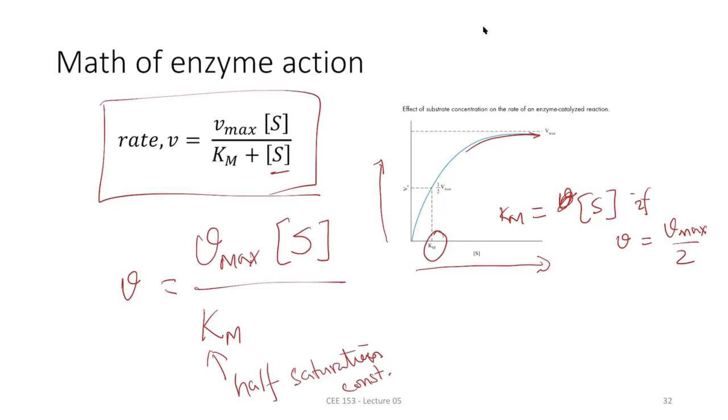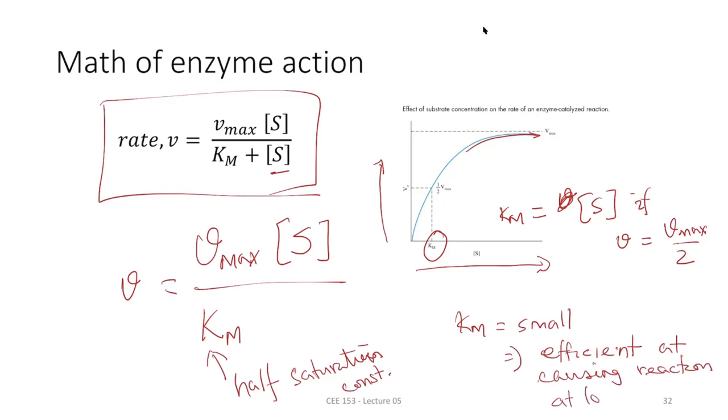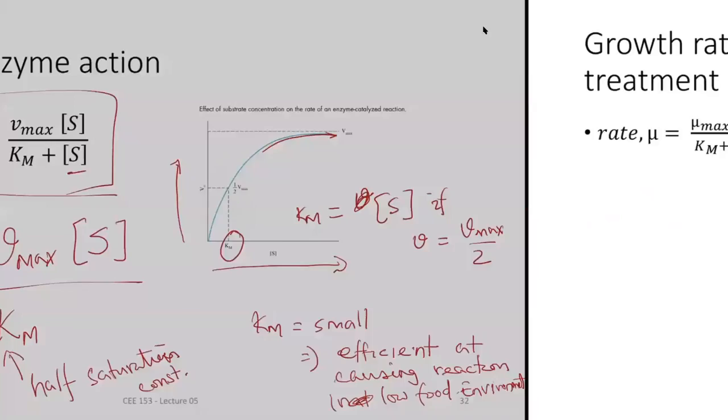So you're looking for Km small, which means efficient at causing the reactions in a low food environment. Okay, so that's the whole concept.